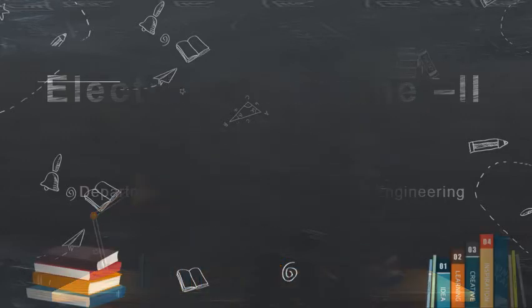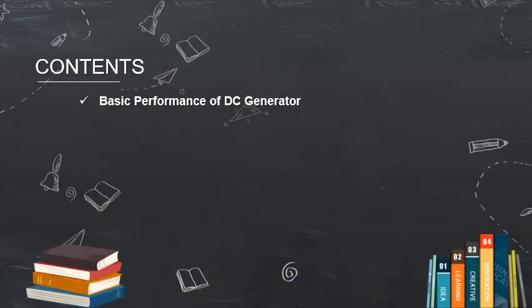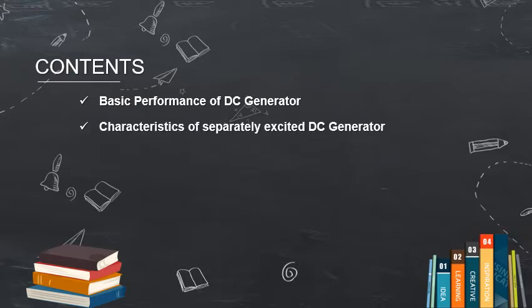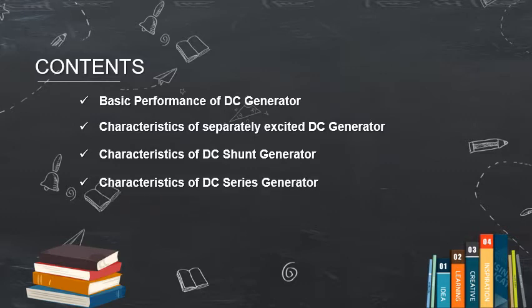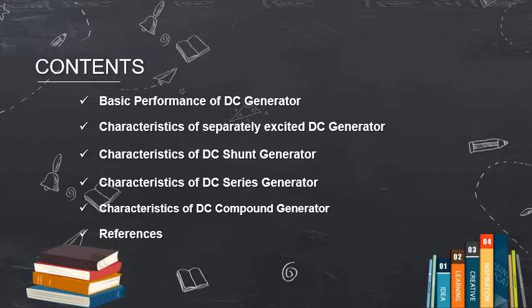In this lecture, we will study the basic performance of the DC generator, characteristics of the separately excited DC generator, characteristics of the DC shunt generator, characteristics of the DC series generator, as well as the characteristics of the DC compound generator, and the references of this presentation. So this is the outline for the presentation. We will move through this topic in a step-by-step manner.